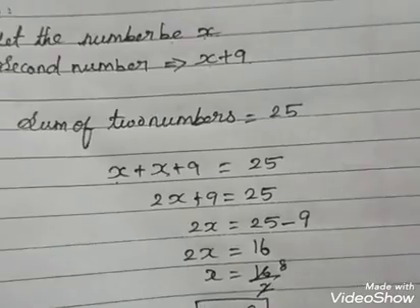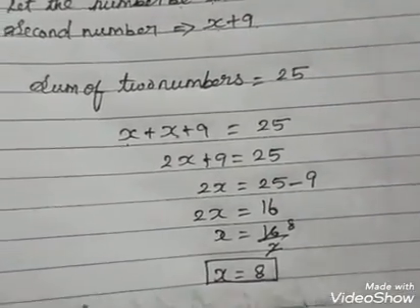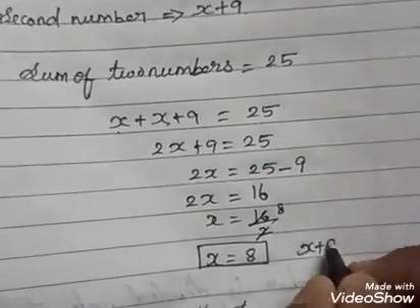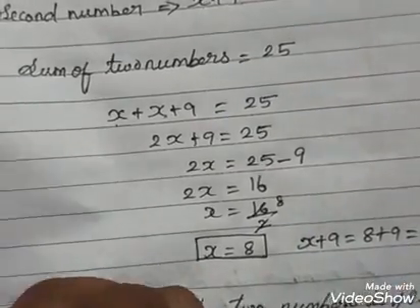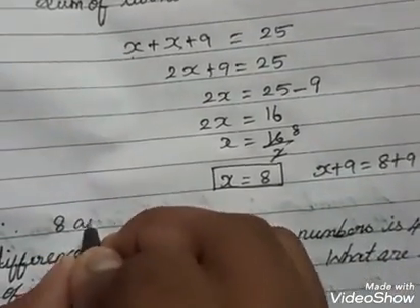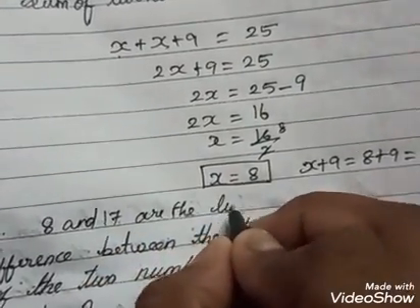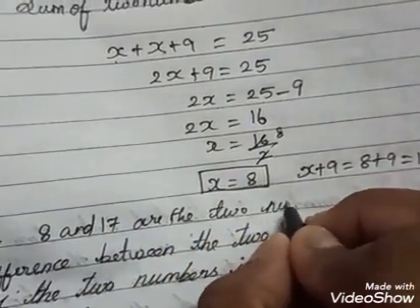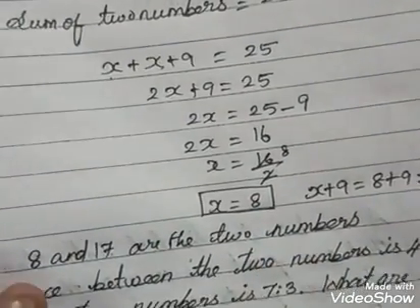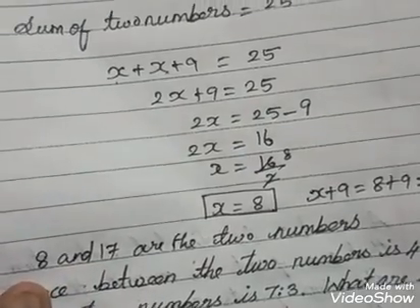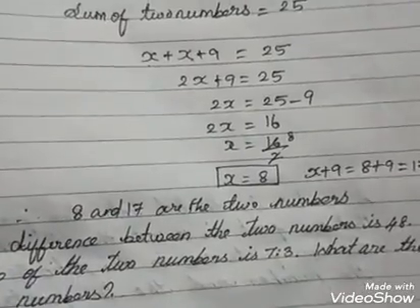So this is the first number, and another number, the second number, x plus 9 which is equal to 8 plus 9 which is equal to 17. Therefore 8 and 17 are the two numbers. So you take 17 plus 8, you get 25. So next we move on to the second question.